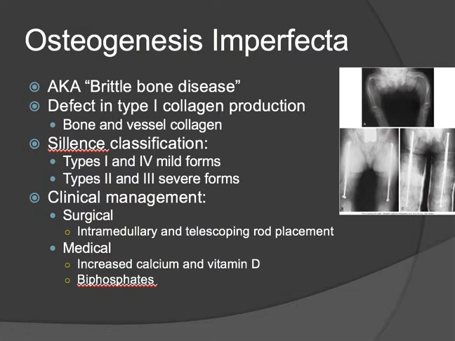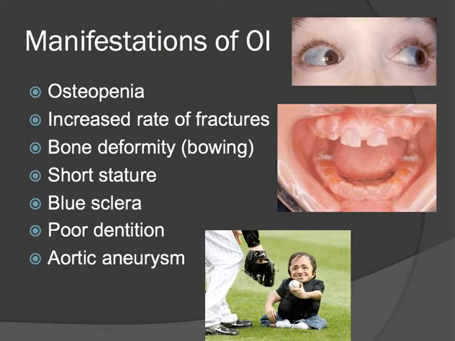So they actually place rods in some of their long bones. We give them lots of calcium and vitamin D. Bisphosphonates are meds that we actually use to treat osteoporosis. This is known as OI. And you will see people, here are some pictures of OI.